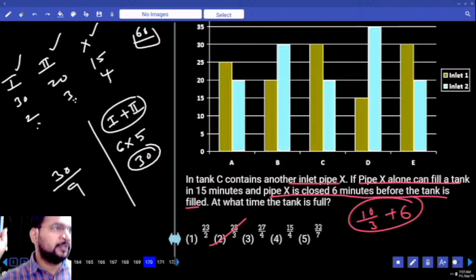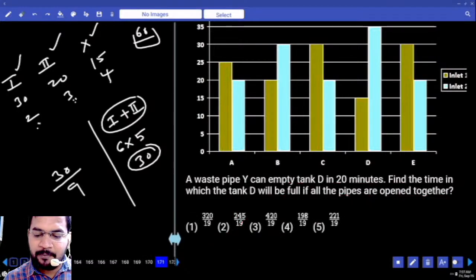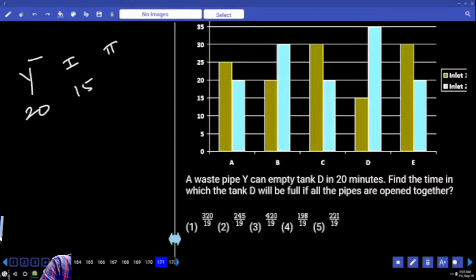Are you ready? A waste pipe Y can empty tank D in 20 minutes. Find the time in which tank D will be full if all the pipes are open together. Waste pipe means emptying pipe. How many minutes? 20. Inlet 1 for D is how much? 15. Inlet 2? 35.